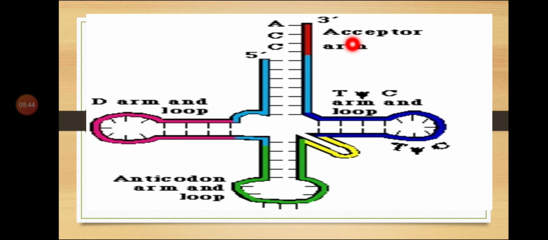Initiator tRNA is specific for methionine. There are no tRNAs for stop codons. We don't have any tRNAs for stop codons.